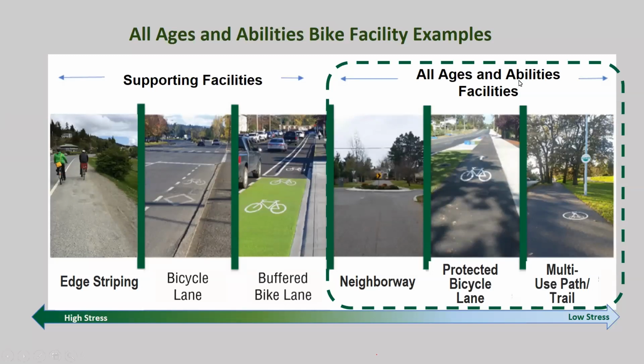And then the third classification is the multi-use path or trail. That's completely separate from the roadway. They generally pass alongside a river, lake, or parkway, completely separate from the motorist right-of-way, completely low stress. And then we have these other three options that are pretty much high stress. They are not defined as all ages and abilities, but definitely through different design work and engineering work, we try to make those facilities as safe as possible for the riders.